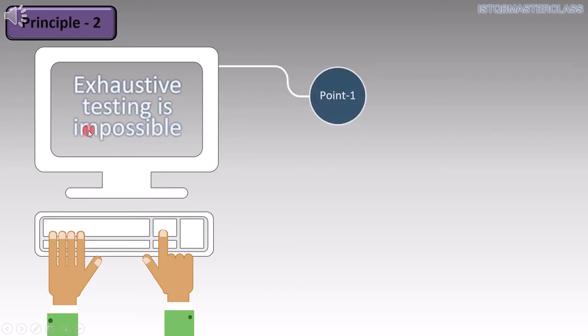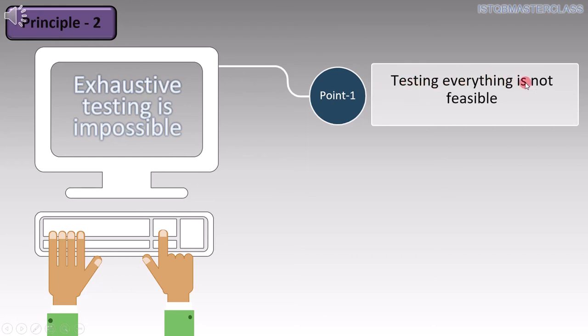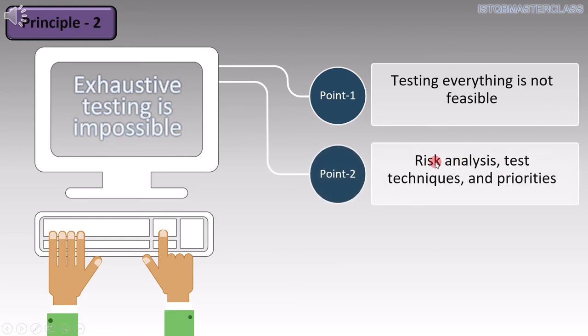The first point to understand about this is testing everything is not feasible. Just because we have a software doesn't mean we can test every single bit of it. The second point is, whenever we do testing, it has to depend on risk analysis. What is the risk of that particular system? Depending upon that, we have to see what kind of testing is required. Then, we focus on what type of test techniques are needed and what are the priorities of different features. We can't just test everything. We need to prioritize certain parts based on how important they are.